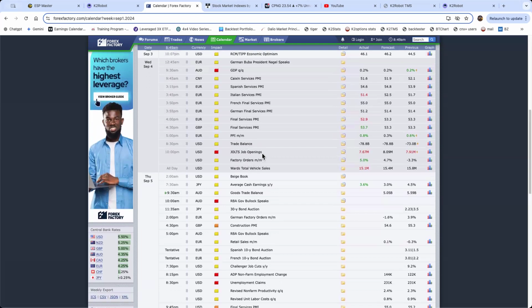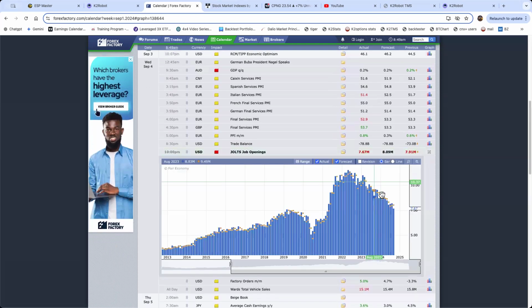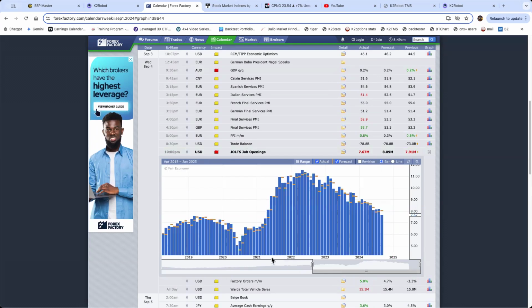Job openings. You can take a look at the data over here. It isn't very pretty. We are at the lowest level since May 2021. It keeps on declining. That means job openings are at one of the lowest in recent time. It is not good, because there are fewer job openings.